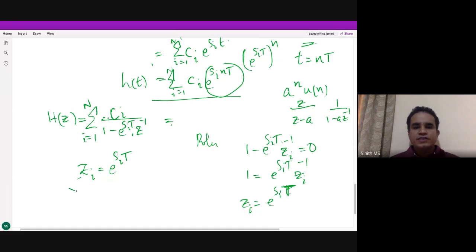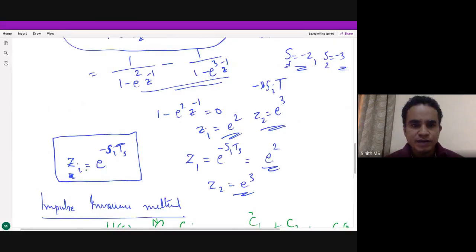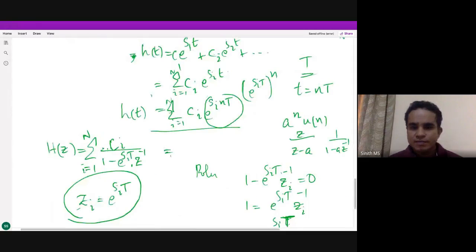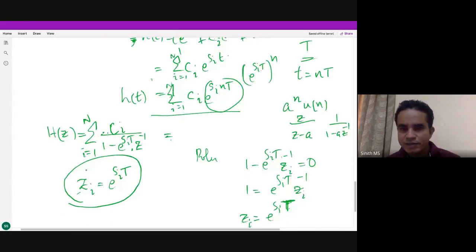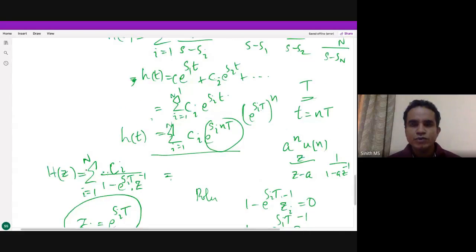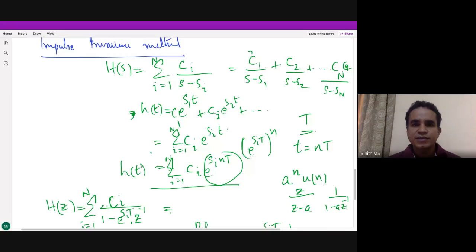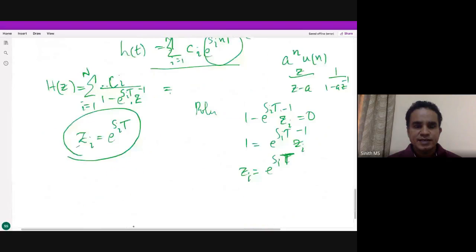So if this transformation is done, did we write it the same way? Yeah, in that case you had a negative sign, e raised to minus si T. Otherwise, if you do it the generalized way, where we have s minus si, you get this.